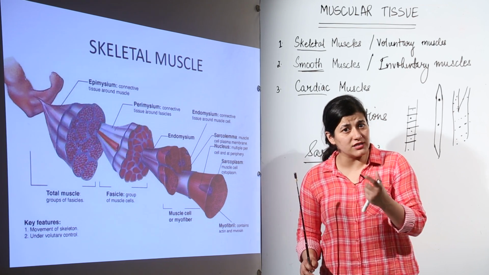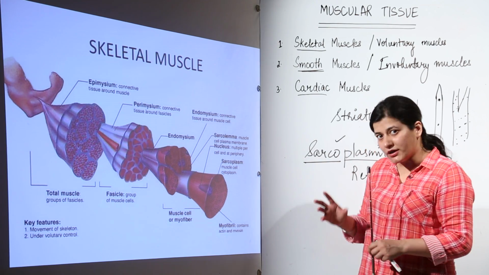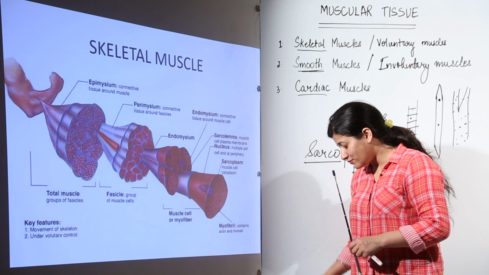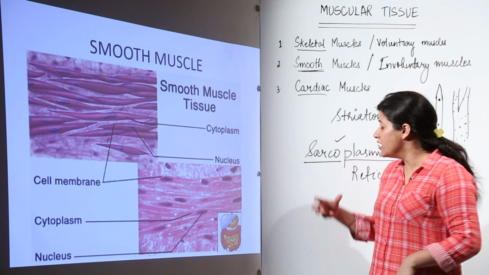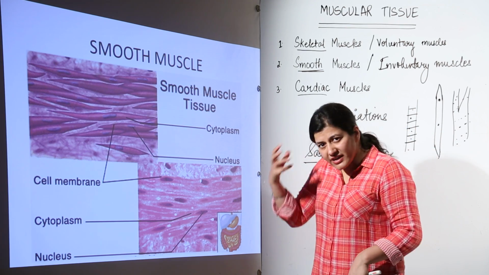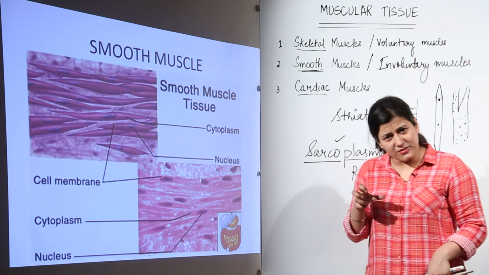But if I am having some cramps in my body, that is not under my control. I'll have to be dependent on the nervous system for that control, and my body will have to take over some function so that I get over that pain or the muscular spasms that we get.